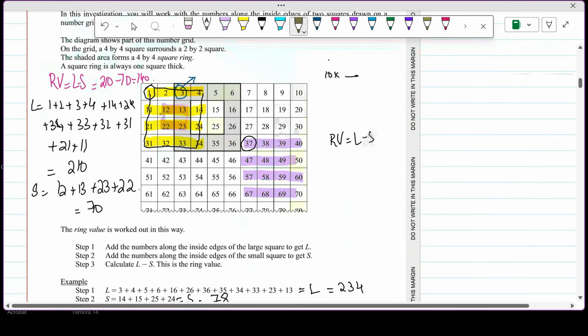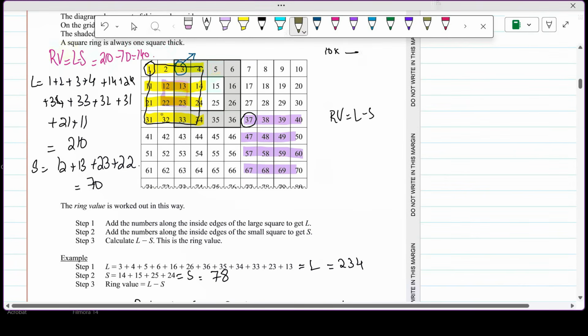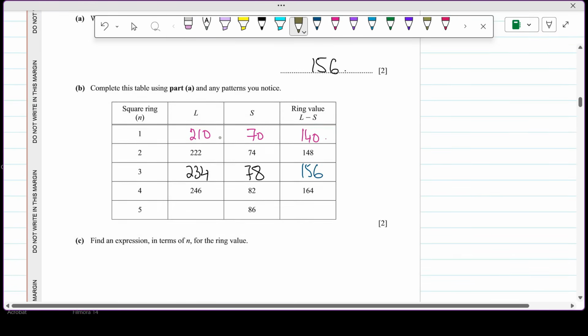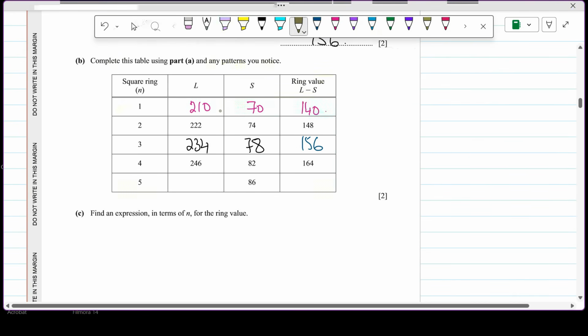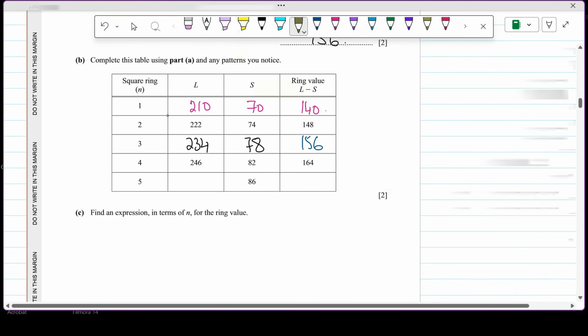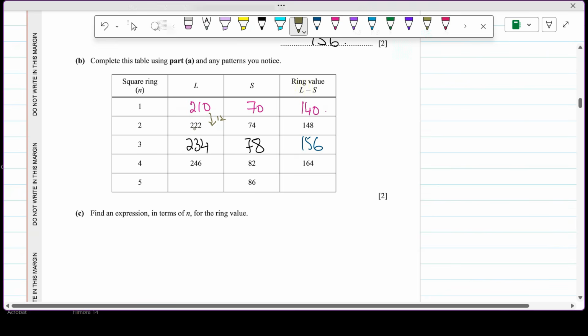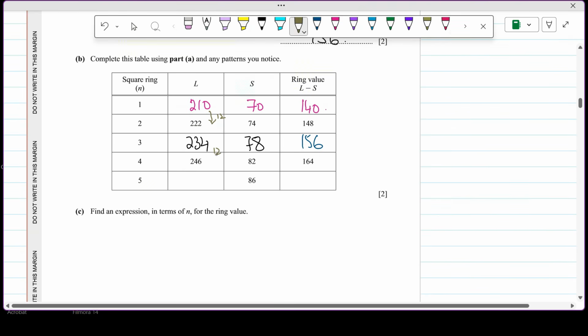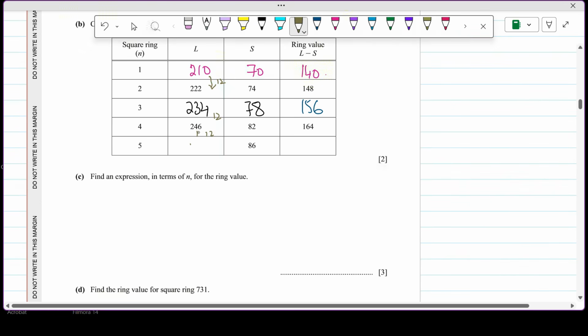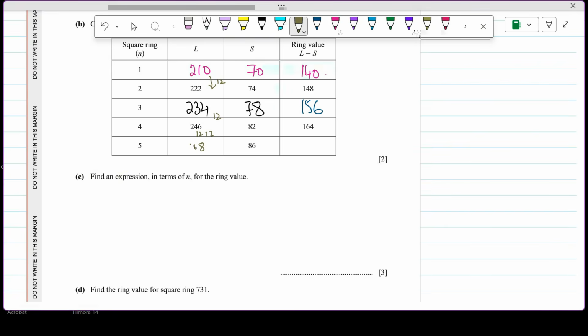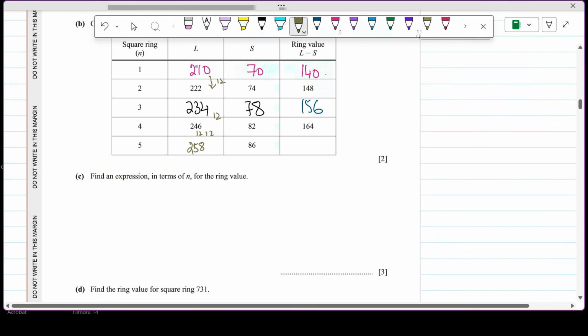But I don't want to sum the values of the large square and then find the sum of the values of a smaller square. I will try to find the pattern. For example, in the large column, you can see that when n is equal to 1, we have 210. When n is equal to 2, we have 222. When n is equal to 3, we have 234. So there is some pattern. You can see that there is a difference of 12. When we add 12 to 210, we get 222. When we add 12 to 222, we get 234. When we add 12 to 234, we get 246. When we add 12 to 246, we get 258.